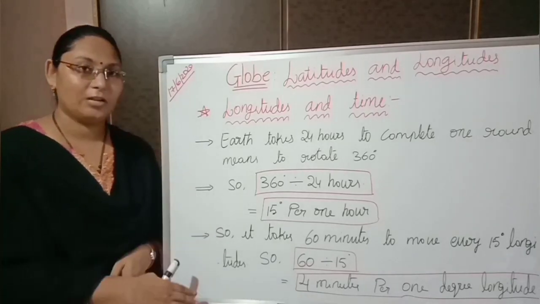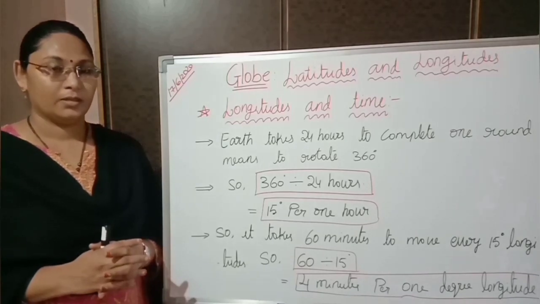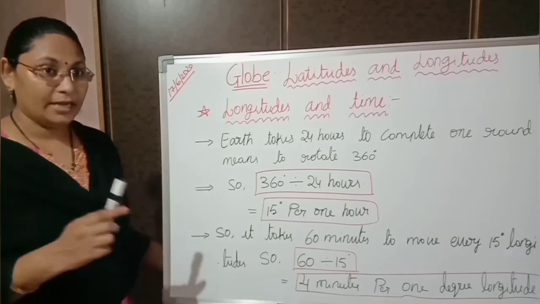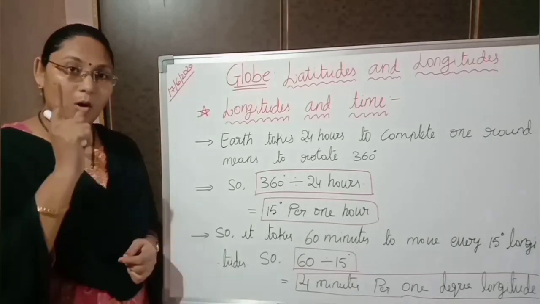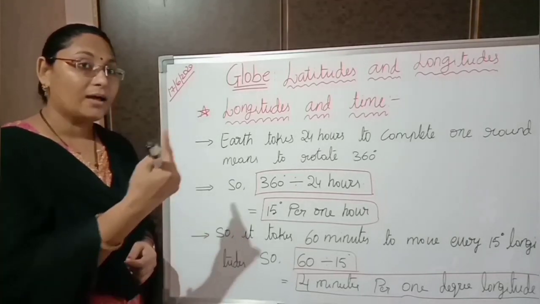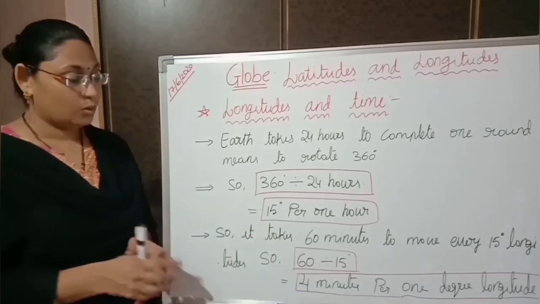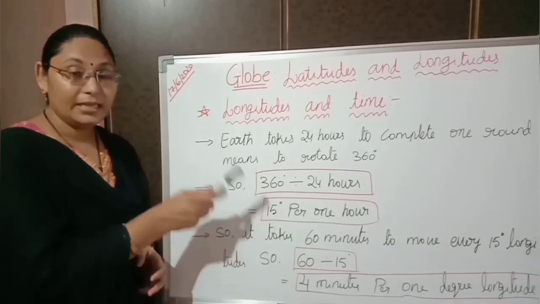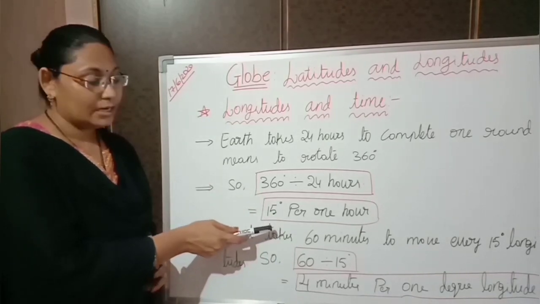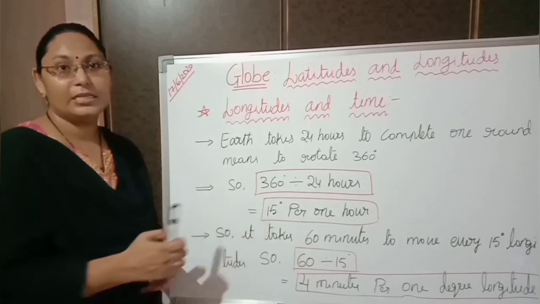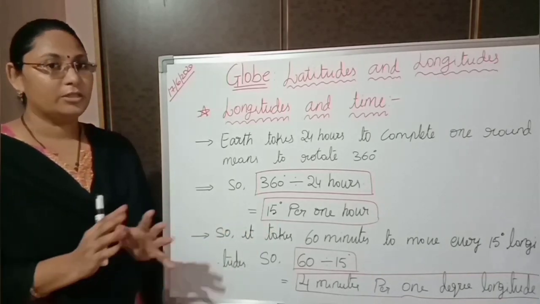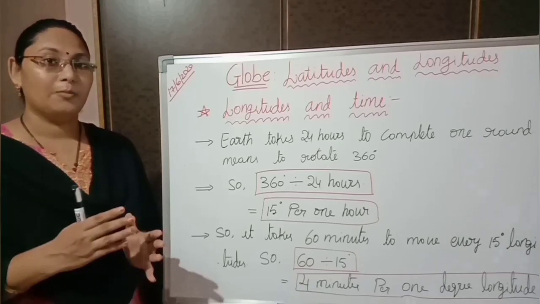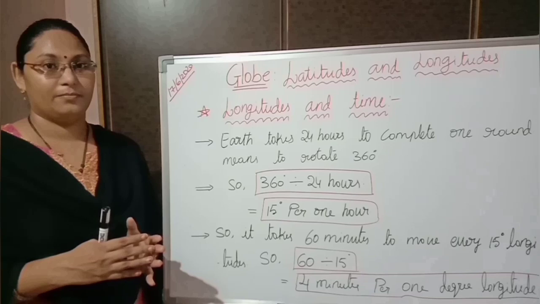So here the calculation part is completed. Now I hope you understood that the earth takes 4 minutes to move from 1 degree of longitude to the next degree of longitude. So in an hour, that means in 60 minutes, the earth moves 15 degrees of longitude. Did you understand? Yes, we'll move to the other topic to know about the time in a detailed way.